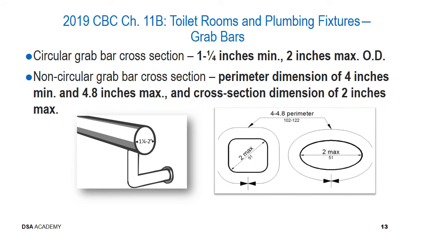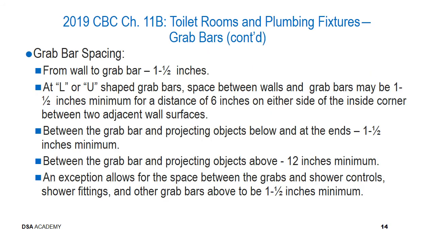A circular grab bar must be 1 1/4 inches minimum and 2 inches maximum in outside dimension. A non-circular grab bar is permitted to have a perimeter dimension of 4 inches minimum and 4.8 inches maximum, and a cross-section dimension of 2 inches maximum. The grab bar spacing from a wall to the grab bar shall be 1 1/2 inches.